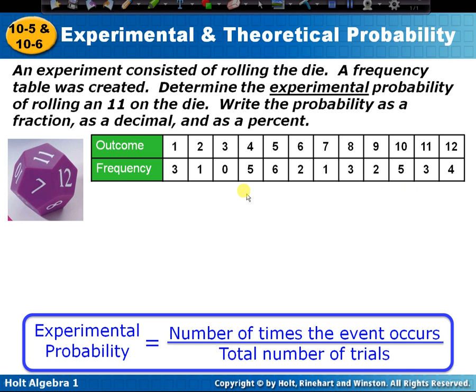What this means is that 3 times that the die was rolled, it landed on 1. 1 time it landed on 2. 0 times it landed on the number 3. 5 it landed on 4. 6 times it landed on the number 5, and so on and so forth. Make sure that you have that table copied down before you move on.